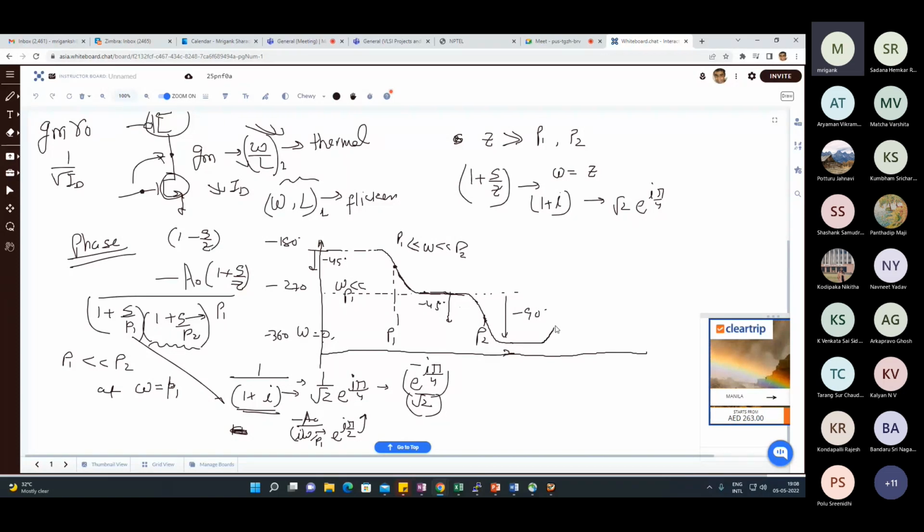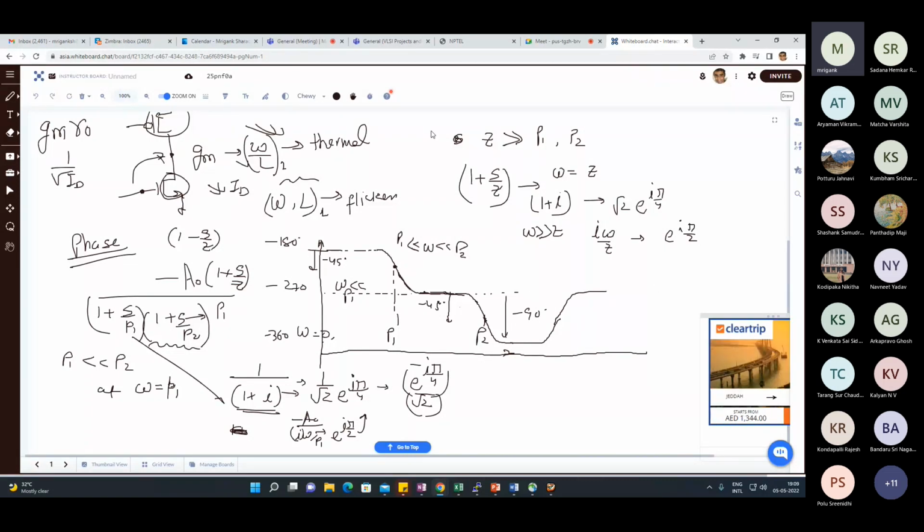So it will go up, and then far away from it, if your omega is significantly greater than z, what will happen? You can ignore the 1, and you are left with jω/z, which gives you a phase of jπ/2. So it will basically increase the phase, right? So again, it will go back to the previous. So this is the effect on the phase plot.